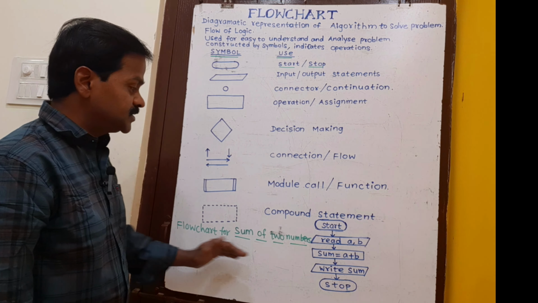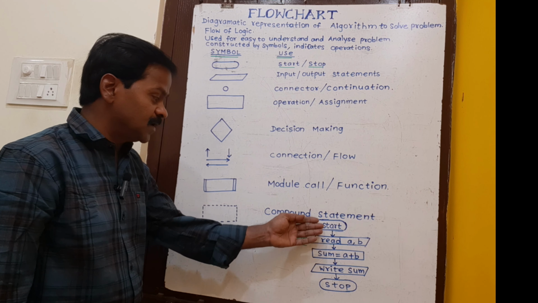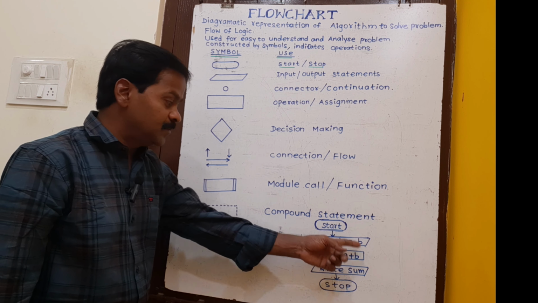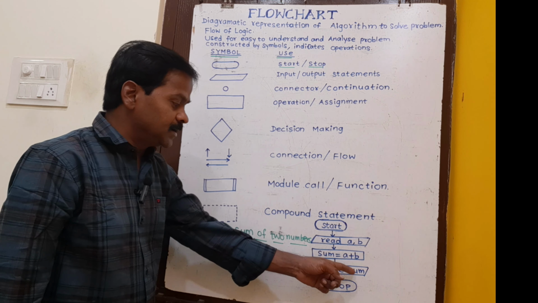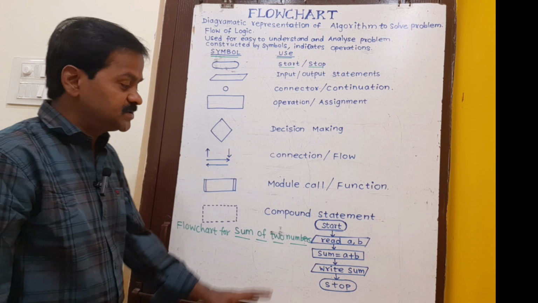Next, an example for the flowchart is the sum of two numbers. Start, read A and B, sum is A plus B, write sum, stop. After displaying the output, we stop the flowchart.